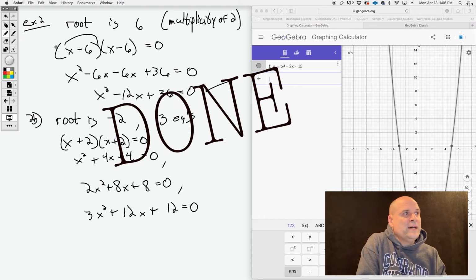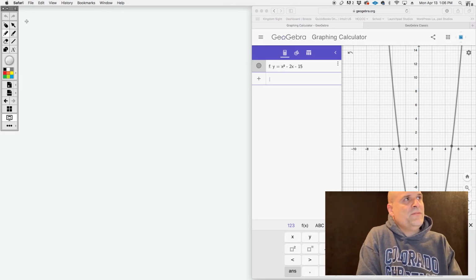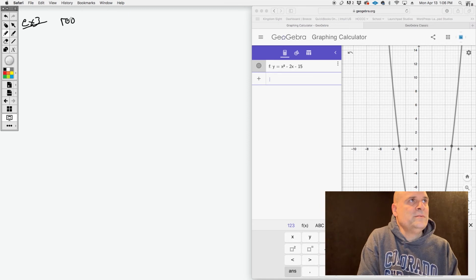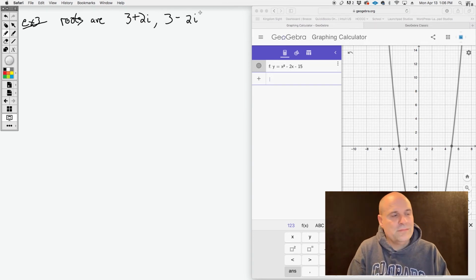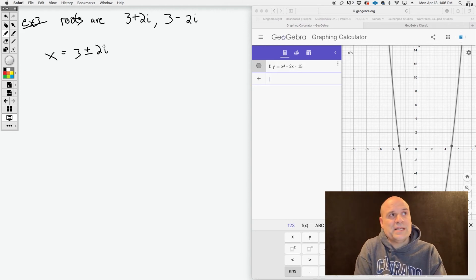All right, well, that's all fine and dandy because those are nice, pretty roots. Well, what happens if you're given a complex root? So let's say our roots are 3 plus 2i and 3 minus 2i. All right, I'm not afraid of that. Let's do this. We ended up with an answer where it said x equals 3 plus or minus 2i, right? Because that's 3 plus 2i, 3 minus 2i. So first step, let's just write this as x equals 3 plus or minus 2i.